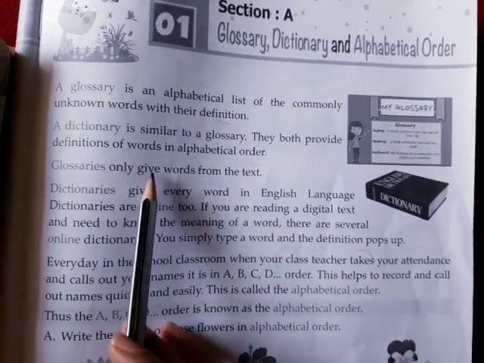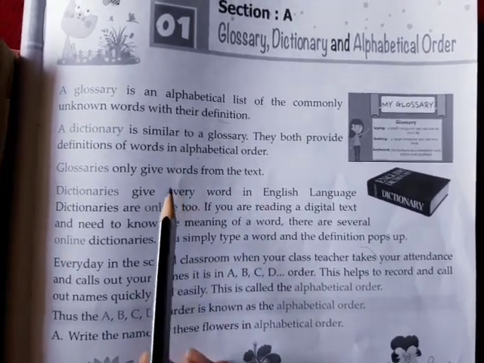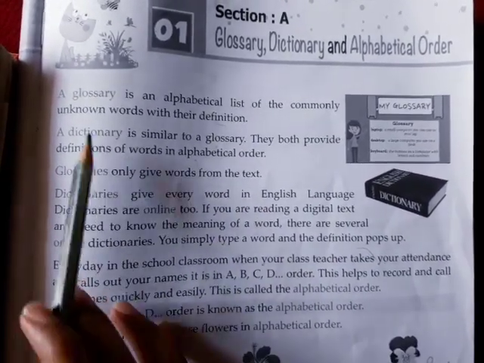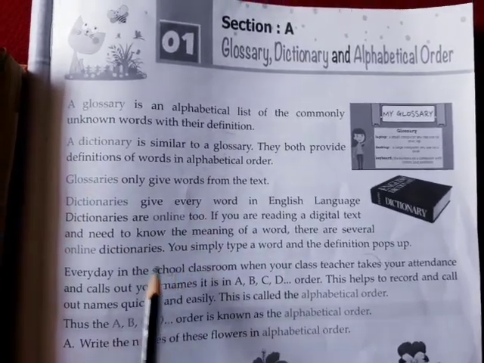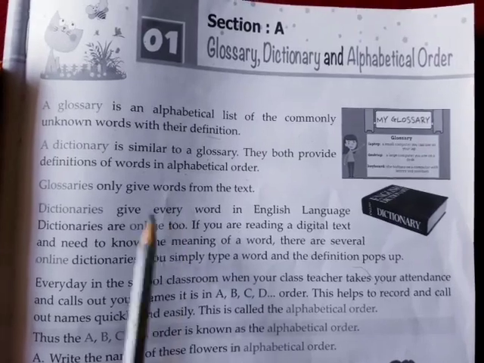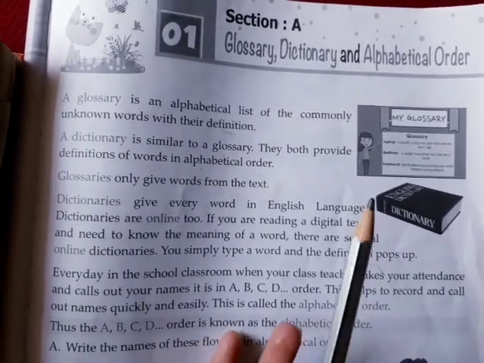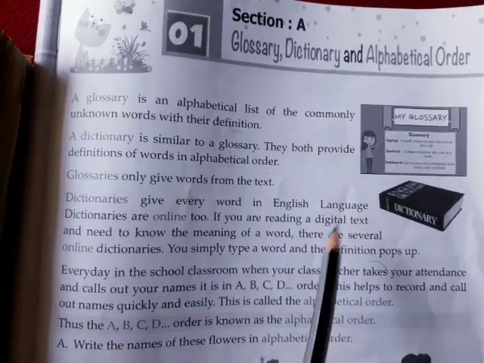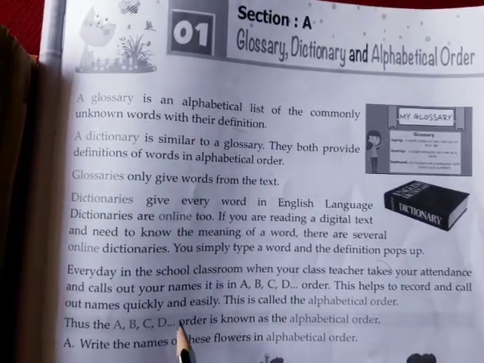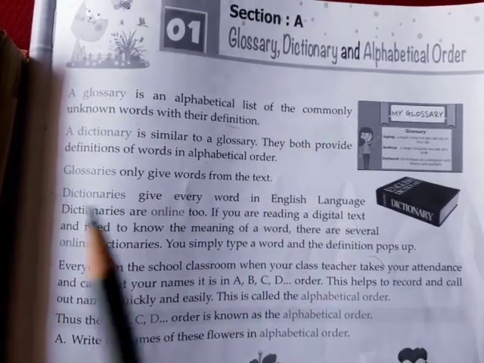Glossaries only give words from the text. So what do you understand by this? A glossary only provides the words from the text. It won't provide the words from another passage or from another book. It will only provide the words from the same text which you are reading or from the same book which you have studied in the syllabus.